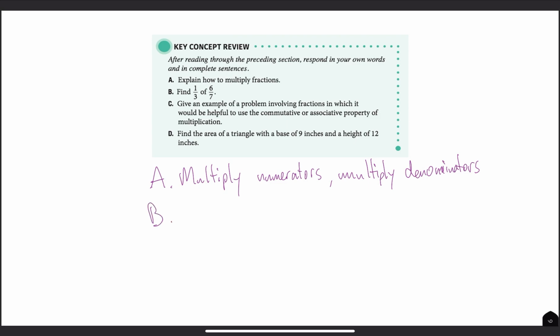Find 1/3 of 6/7. So what is 1/3 of 6/7? Of on its own means multiplication. So let's go ahead and do this. That means 1 times 6 over 3 times 7. So that's 6 over 21. Now am I done? No, because I can reduce, because 6 and 21 are both divisible by 3. So 6 divided by 3 is 2. 21 divided by 3 is 7. So 2/7 is 1/3 of 6/7.